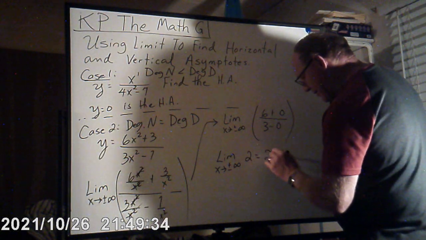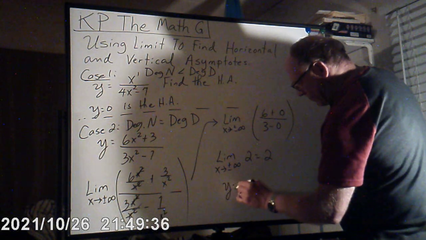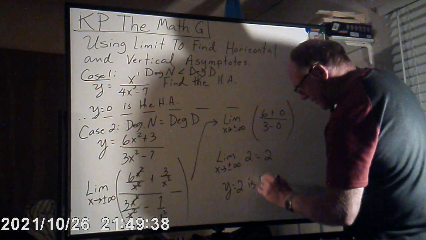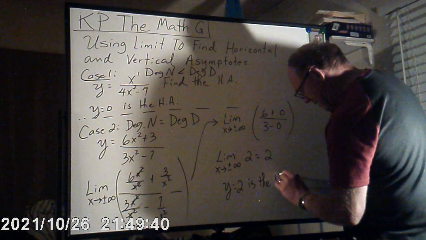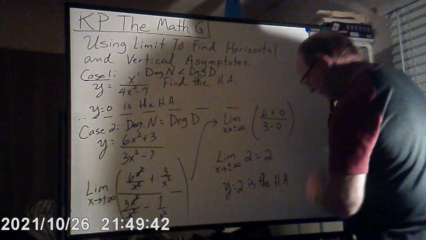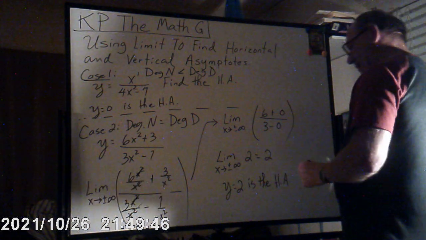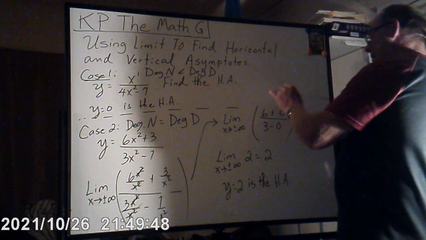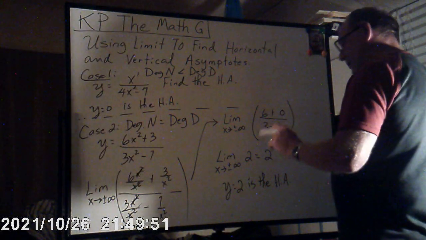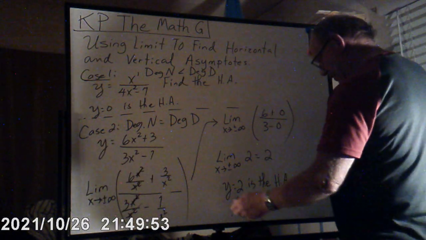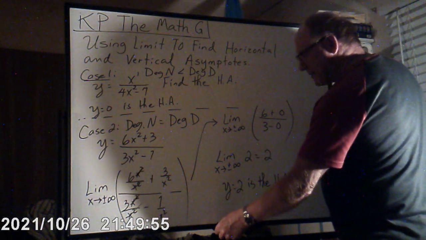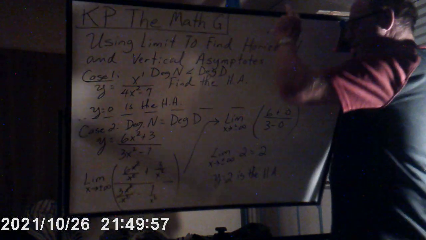Well, that is 2. So y equals 2 is the horizontal asymptote. And again, let's put it up here. I guess we can flip this board over. Y equals 2. All right, so we can just flip this board around.